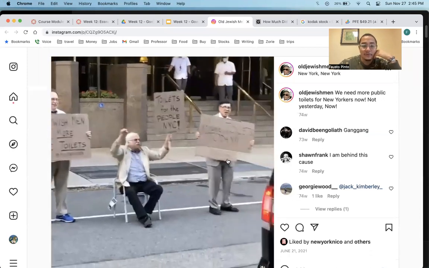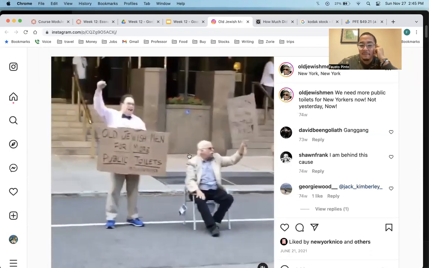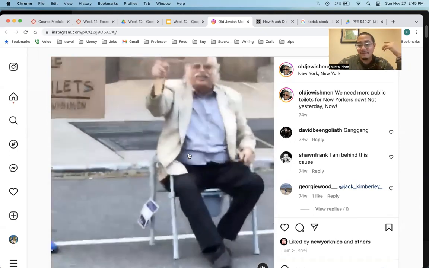So this is a spoof account called Old Jewish Men, and they're advocating for more toilets because they're saying they're old and they always have to use the bathroom.